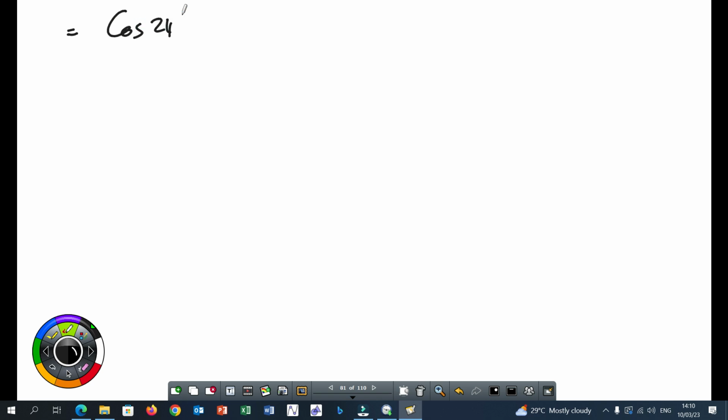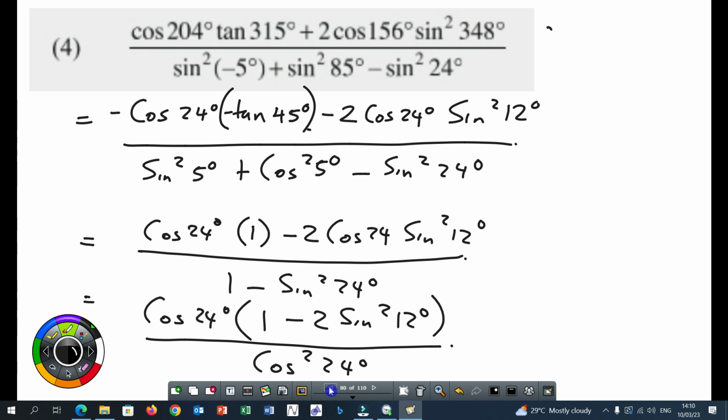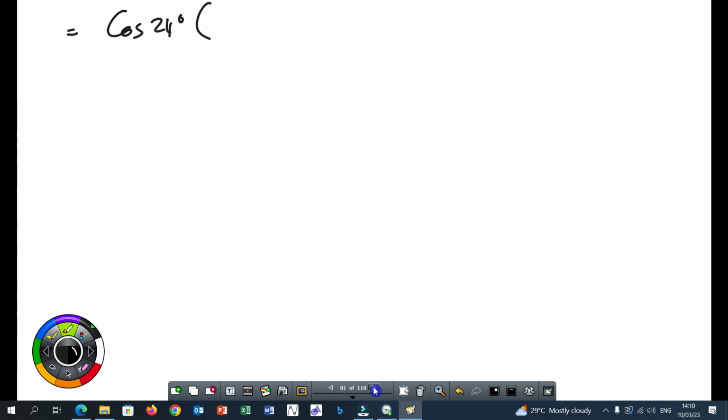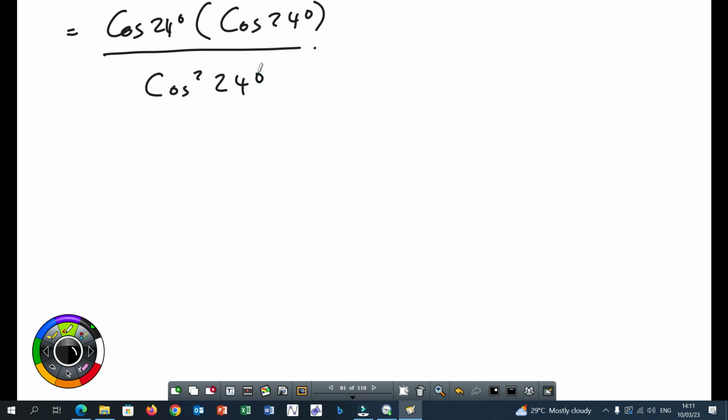the cos 24, I'm going to rewrite this so that you can see. But I'm going to convert the 1 minus 2 sine squared 12 degrees. If you take the 12 degrees to the right, you multiply it by what? By 2. And you get your double angle, which will be 24. So that will be cos 24 degrees times cos 24 degrees divided by cos squared 24 degrees. Everything is coming out here. And obviously your numerator will give you cos squared 24 over cos squared 24. Answer 1.